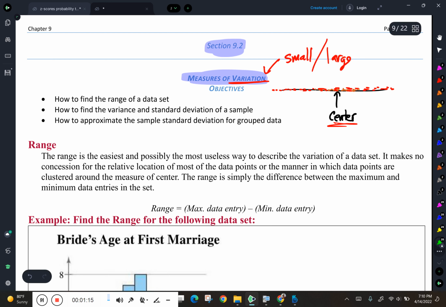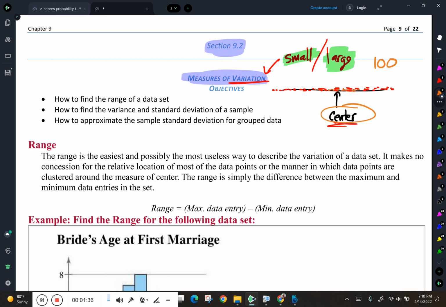A challenge we're going to have is that these two words don't mean anything. What I mean by that is, is 100 a small number or is 100 a large number? Well, it's really going to boil down to what your center is, and then we can talk about it. Because there are some scenarios where, and let's just make this a simple thing, money, $100 is a lot of money, and there's other scenarios where $100 is almost nothing.